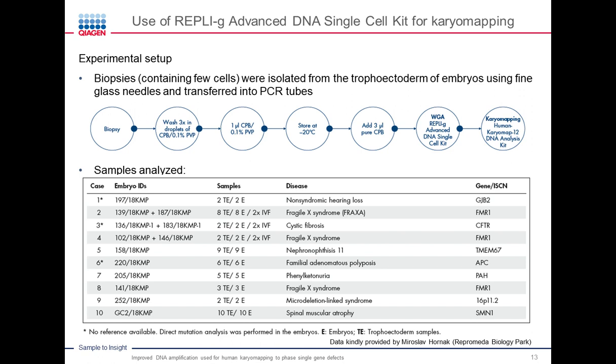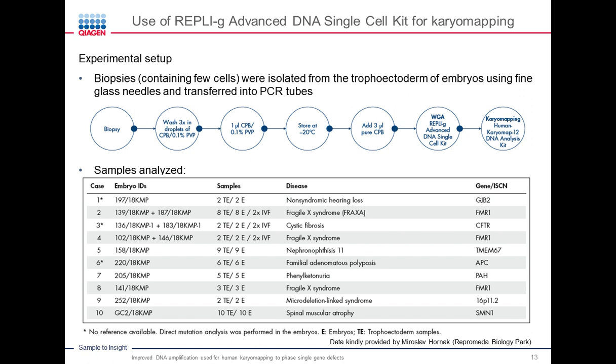They are then subjected to the whole genome amplification using the REPLI-g advanced DNA single cell kit, and then they're karyomapped using the human karyomap 12 DNA analysis kit, which is a microarray platform from Illumina. Through this study, there were 10 different cases that were analyzed, and I'll show you data from a couple of these cases.